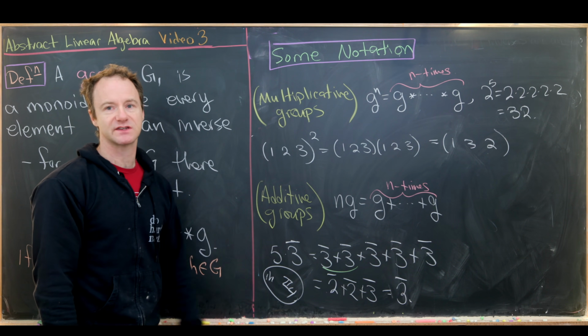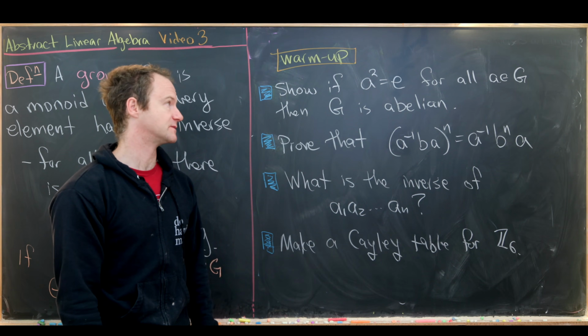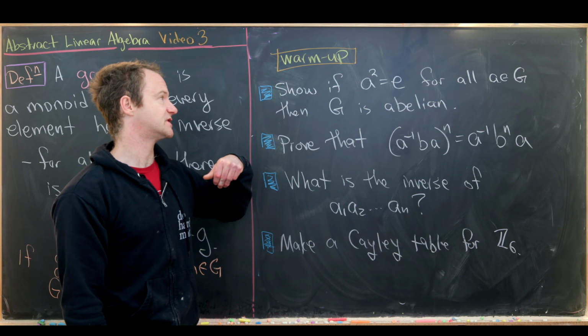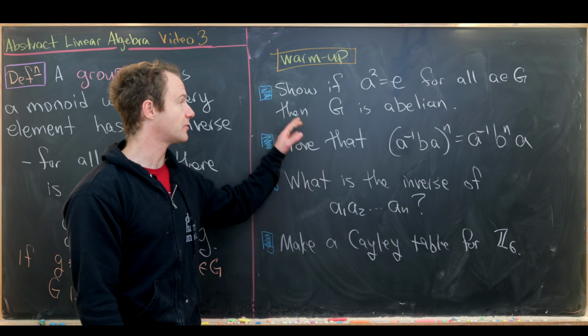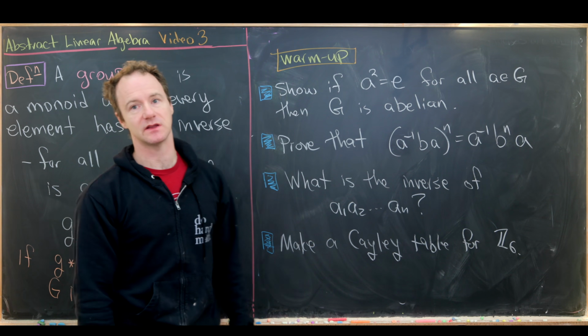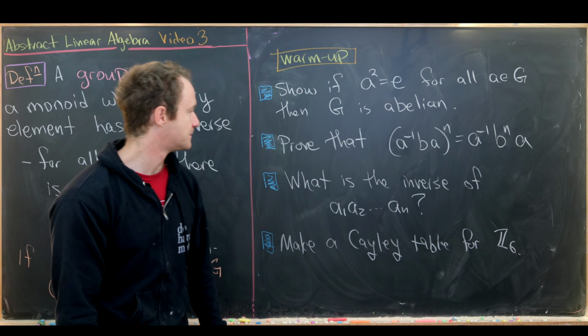Okay, so all of that's good. Now I'm going to give you some warm-up problems. I've got 4 warm-up problems for you. The first is to show that if a squared is the identity for all elements A in a group, then that group is in fact abelian. Let's recall abelian means that the operation is commutative.